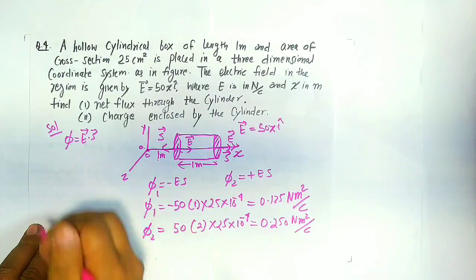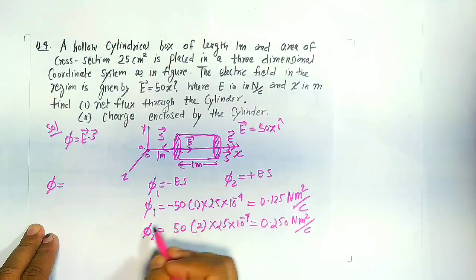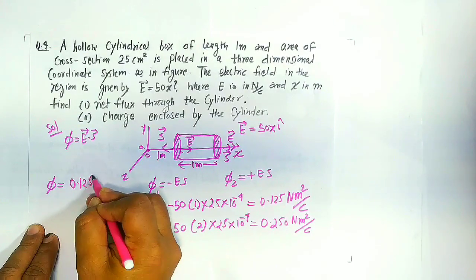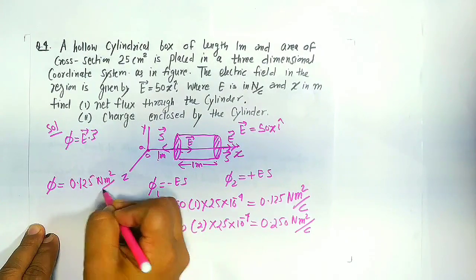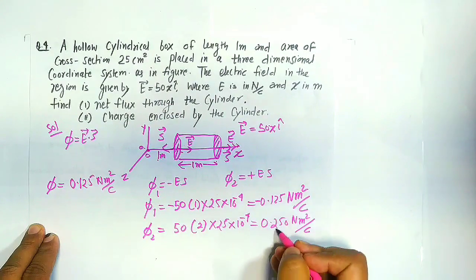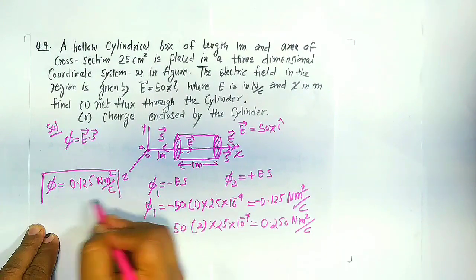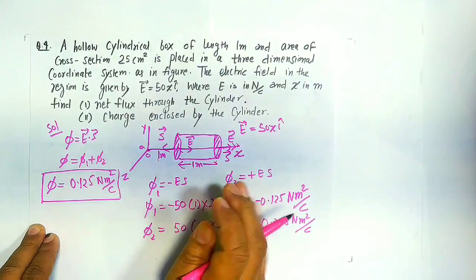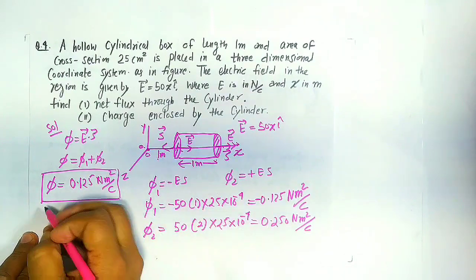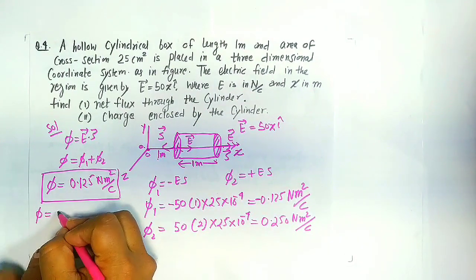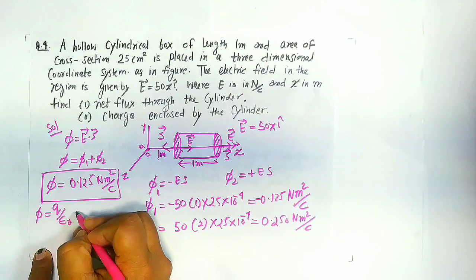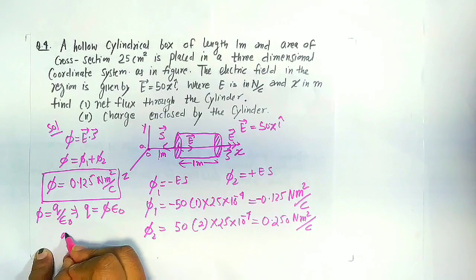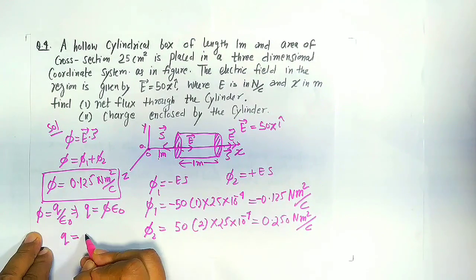So net flux will be, you add them, φ1 + φ2, you will solve it and it will come 0.125 Newton meter square per coulomb. You add them. This is in minus, this is in plus, this will be the net flux. Got it or not? And then you know what will be the charge? All of you know Gauss theorem, φ = Q/ε0. So Q will be φε0.